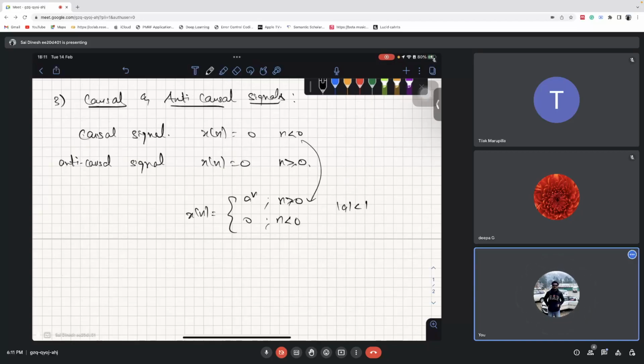So giving this constant mod a less than 1 means that it will be an exponentially decreasing function, and eventually it will be an absolutely summable sequence.